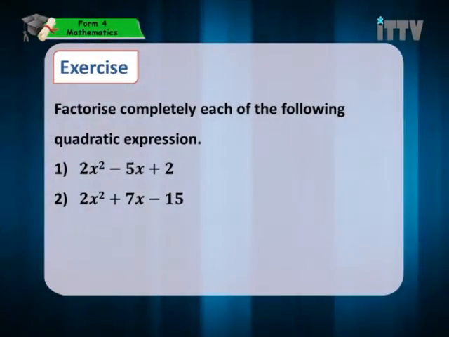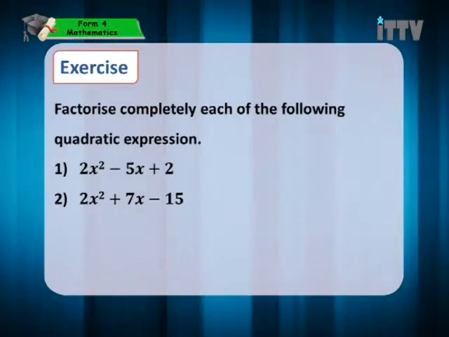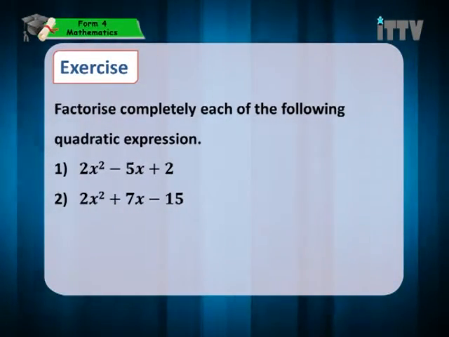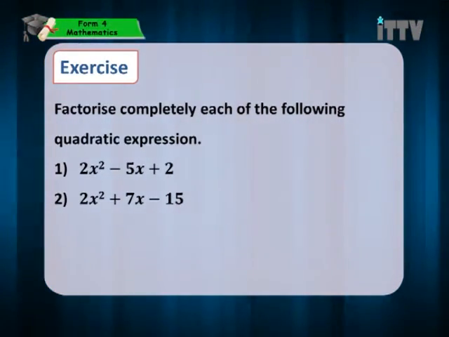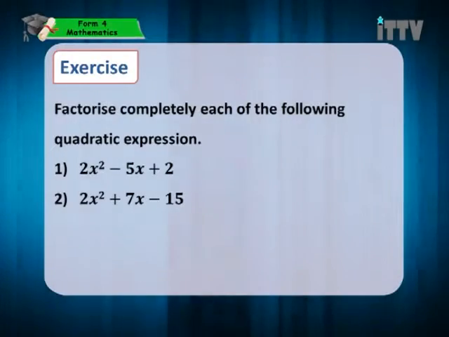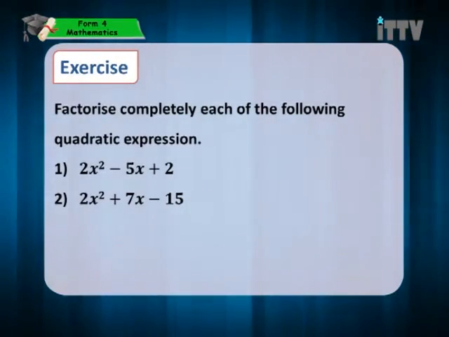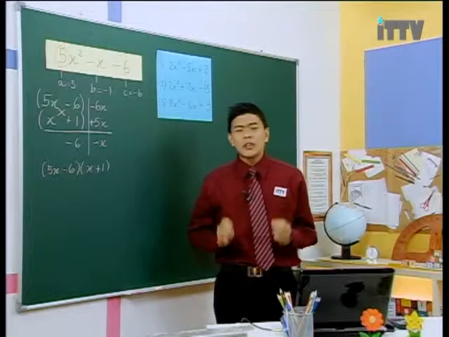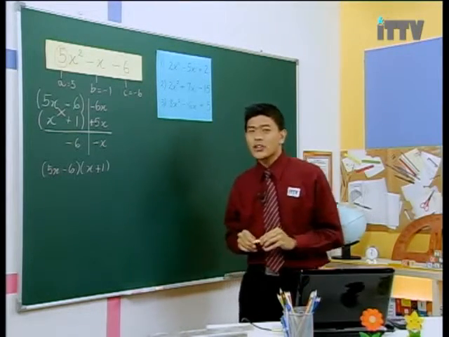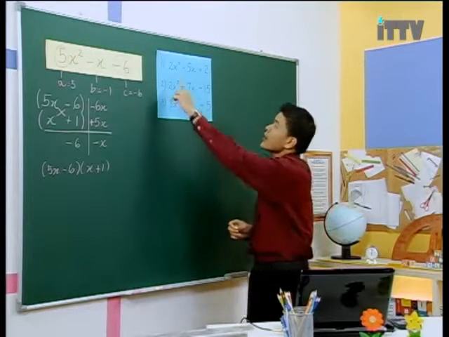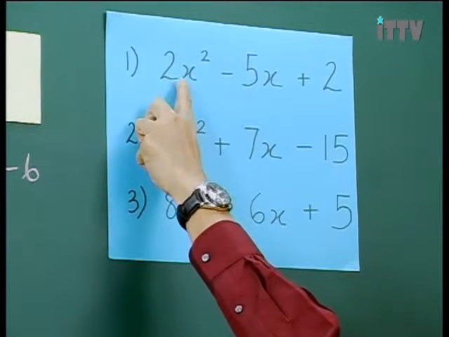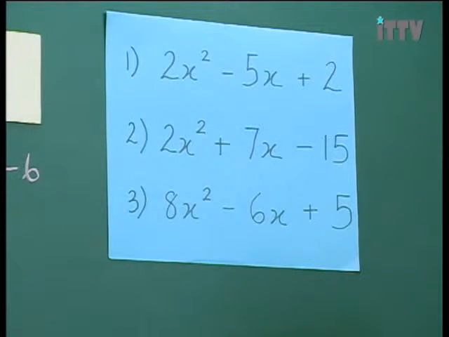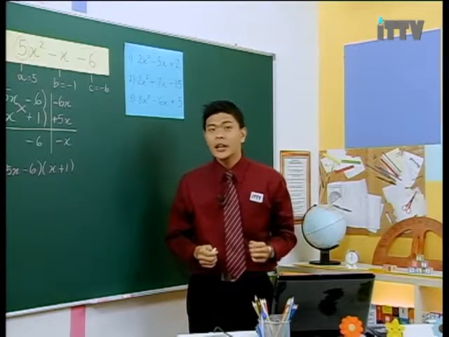Alright, let's look at our next exercise. Factorize completely each of the following quadratic expressions. Alright, remember the key word here is factorize. So you got to identify the steps in order to factorize it. Now we're going to do this together, right? Alright guys, you must always identify if the constant a, A is always the constant in front of x squared. If it is not 1, this means that we are in case 2, what we are learning today.